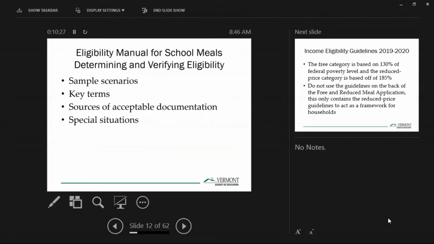And just as I mentioned, the eligibility manual has a lot of special scenarios and key terms, and goes over the acceptable documentation that can be submitted as part of verification.